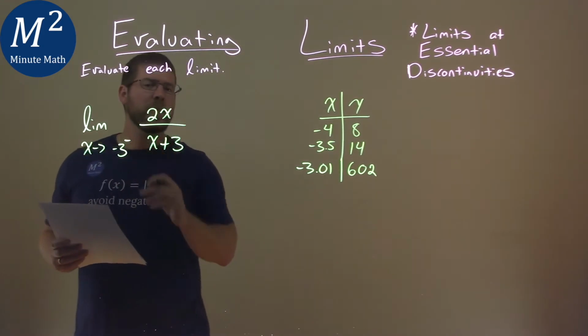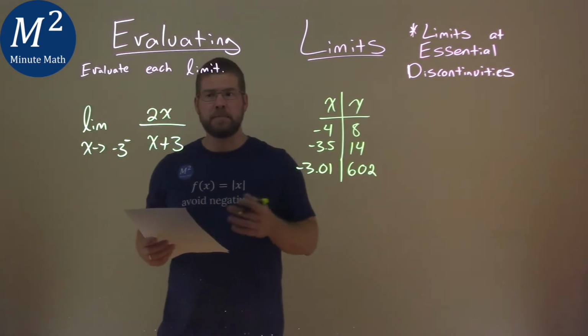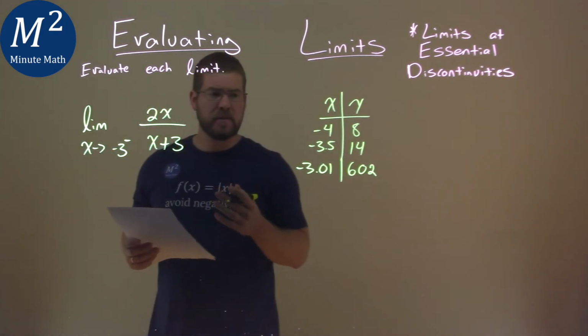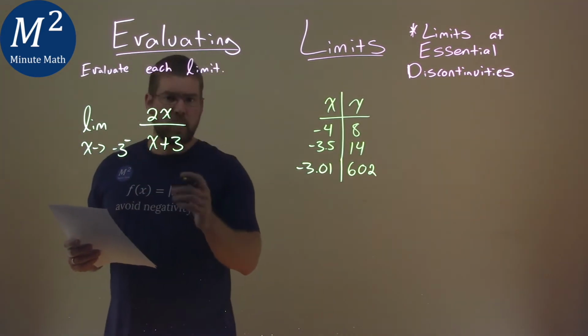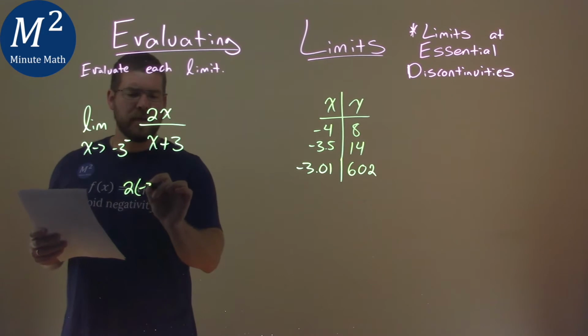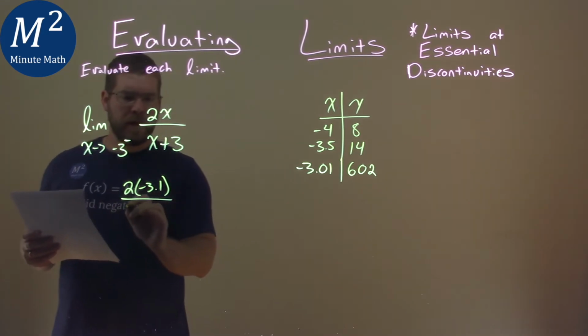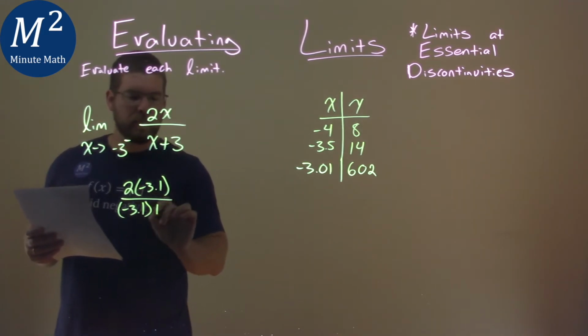So if we approach from the left, really what happens here? And I like to do this little exercise. I pick a value just to the left of negative 3, negative 3.1, and plug that in for x. And I have negative 3.1 plus 3.